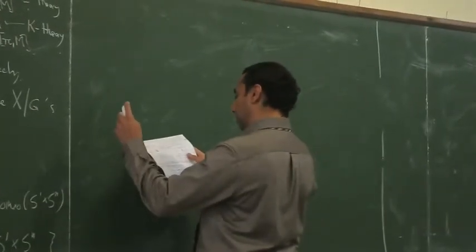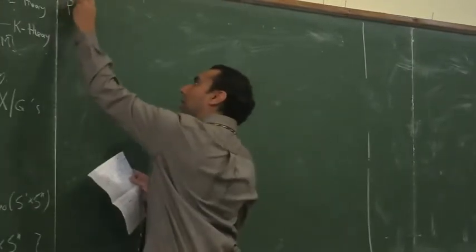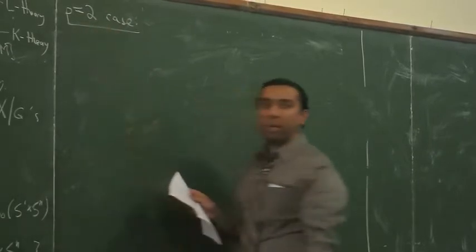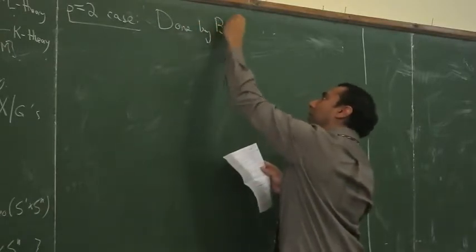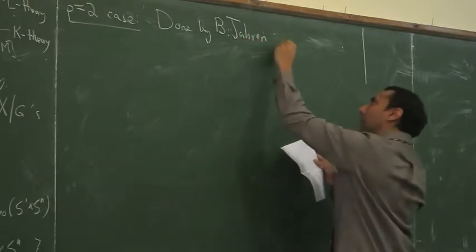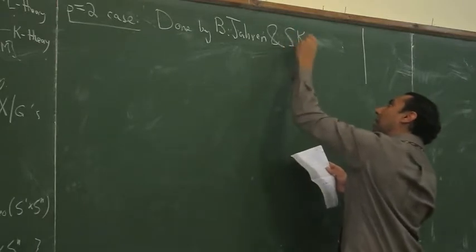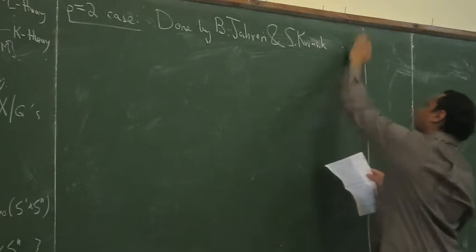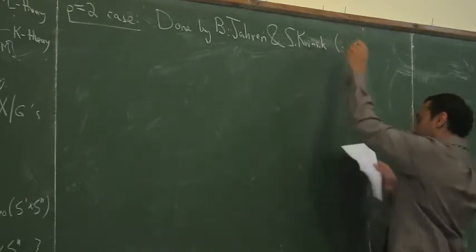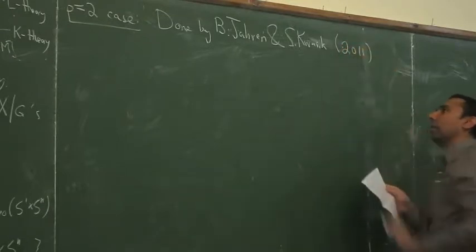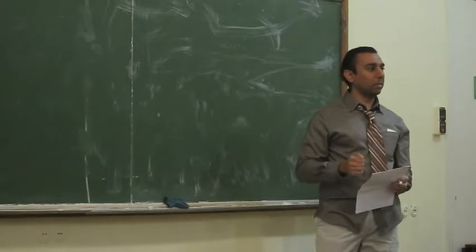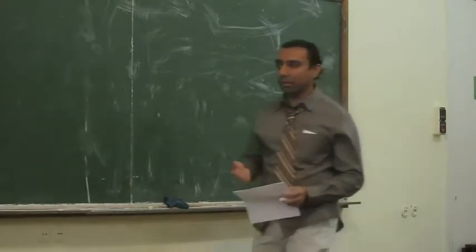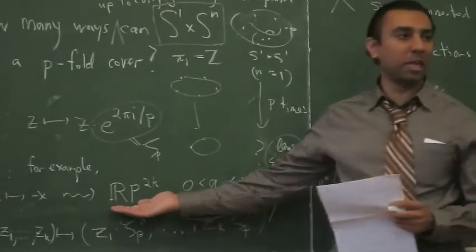Okay, then let me say the P equals 2 case is special. This was done by Jørn in Oslo and Slavomir Kwasik in the year 2011. So they classify involutions on S1 times Sn. What came up in their answer were fake versions of real projective space.